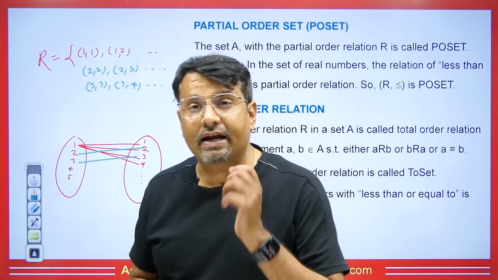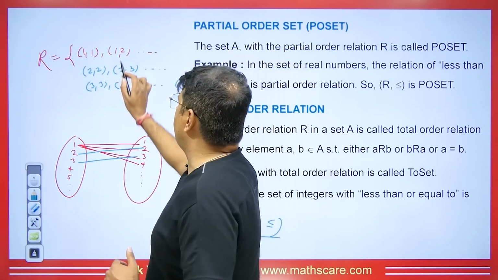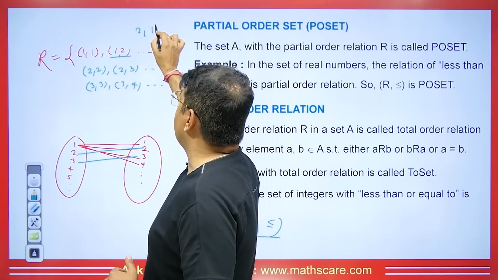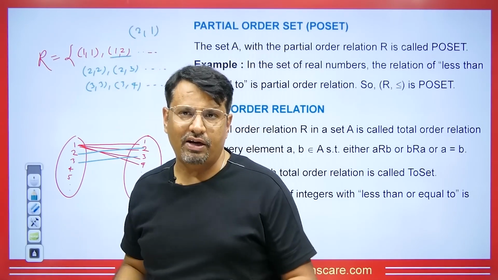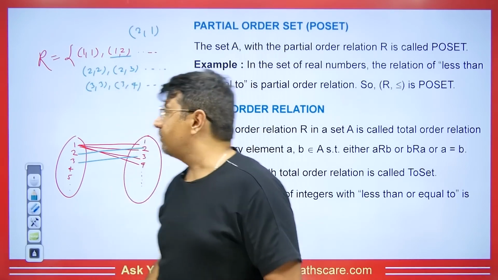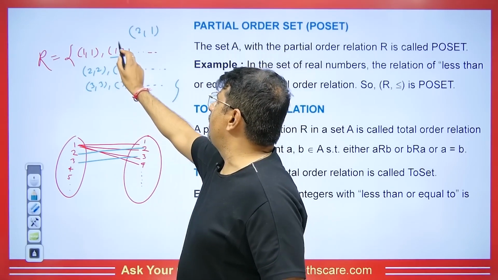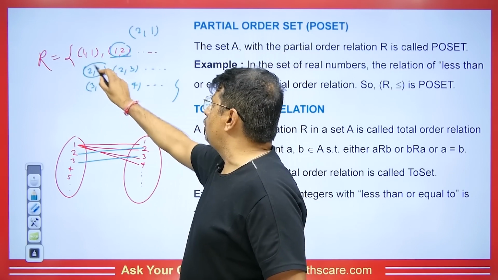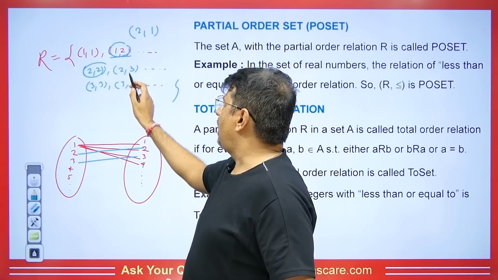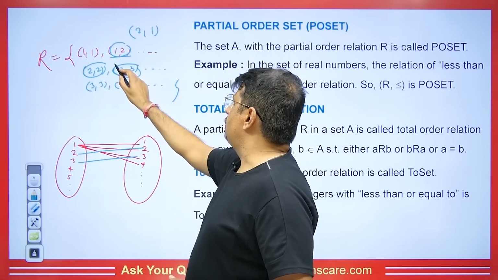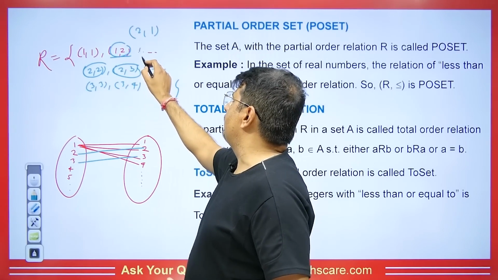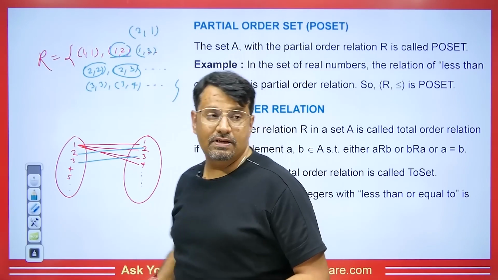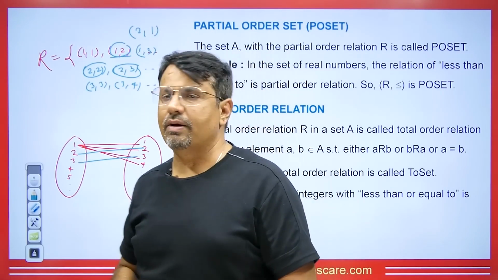Now we will check if it's antisymmetric or not. Here you can see we have (1,2) but there is no (2,1) because 2 is not smaller than 1, so it is antisymmetric. Let's see for transitive. If (1,2) is there and (2,2) is there, then we know that 1 will go to 2. Let's take 1 going to 2 and 2 going to 3, then 1 will go to 3, so (1,3) can also come. This way we have transitive as well.